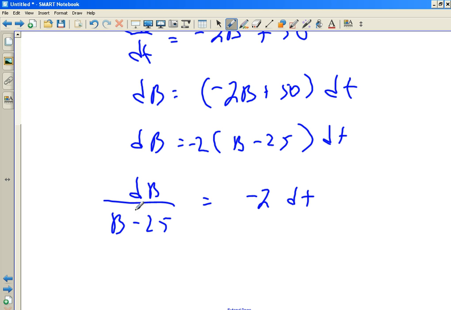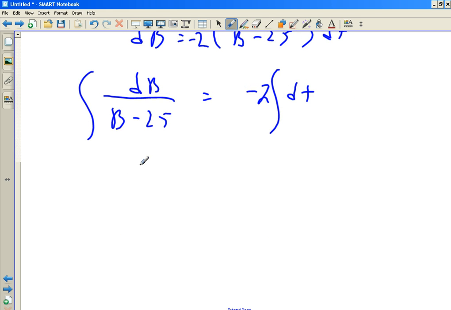So we have a function of b dB and a function of t dt. The function could be a constant. That's fine. And can you integrate this? Isn't this a straight u sub? Who's u? b minus 25. So who's du? dB. This is 1 over u du already. So what do you get? ln u. There it is. Equals what? Negative 2t plus a constant.